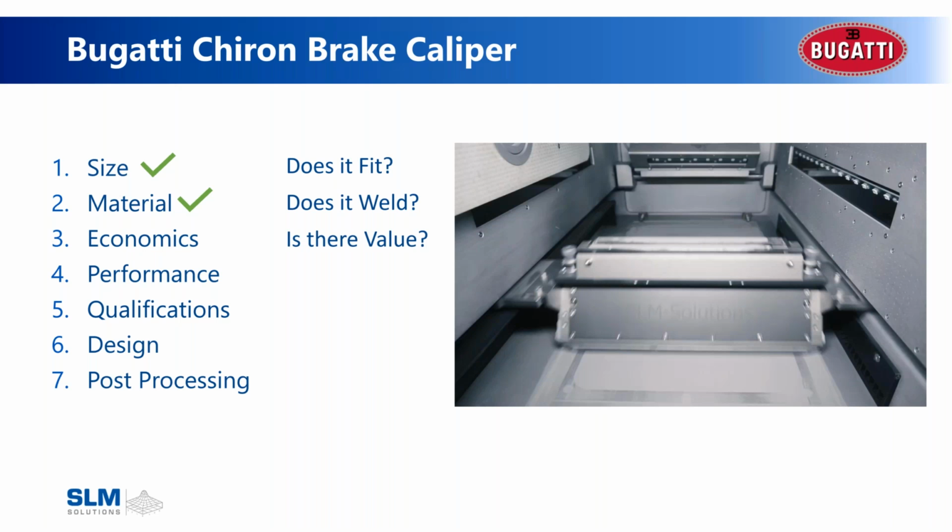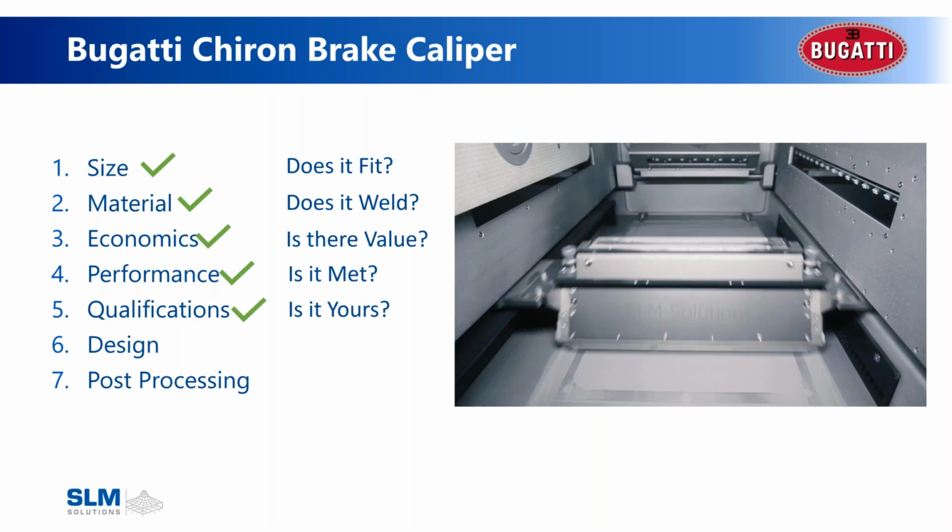Is there value economics? Well, it's questionable because not everybody can afford $2.5 million for a super sports car, but for Bugatti, for VW Group, this part does make sense. Is it met? The performance is actually exceeded not only in weight, but also in the actual braking performance testing.